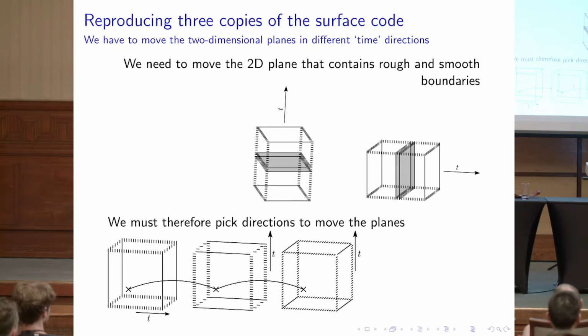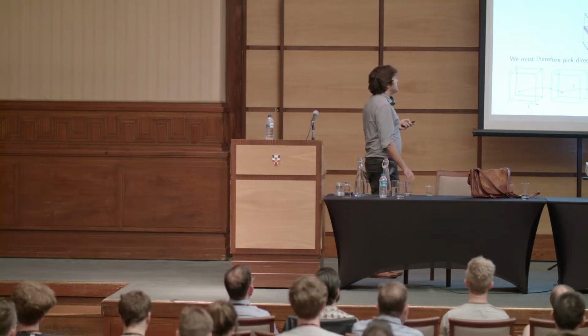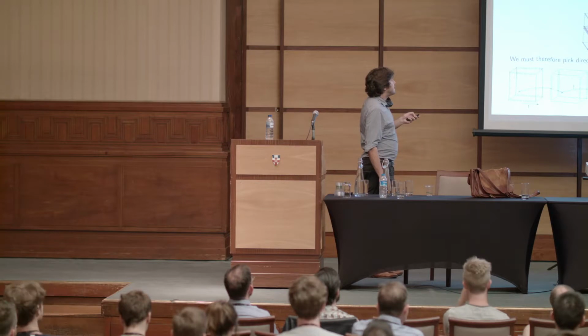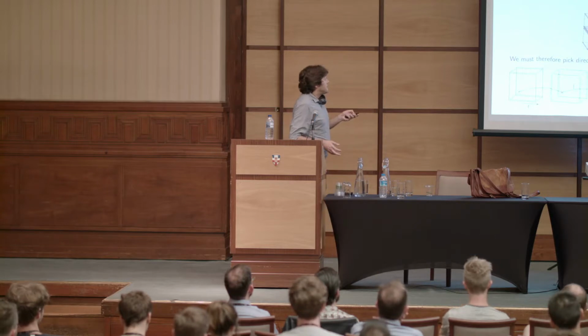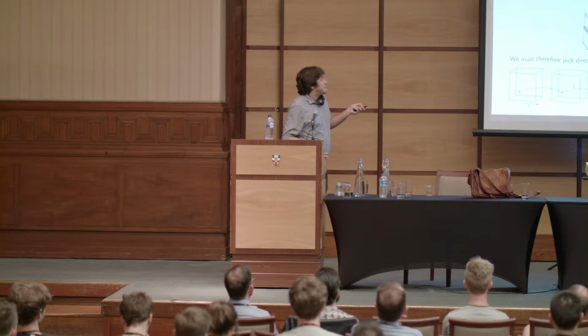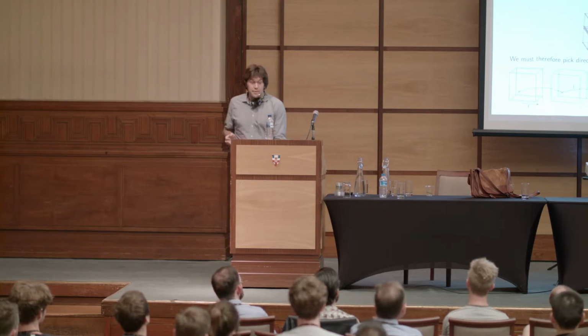So for example, let's compare these two. Here's a code with the time direction moving upwards, and here's one with the time direction moving rightwards. And over here, this qubit of this two-dimensional plane is expecting to interact with a qubit over here of this two-dimensional plane. But I haven't made it yet. I haven't made that part of the three-dimensional surface code. So I would have to move this one along to here, but then that would be a problem because these qubits over here need to interact with this plane up here. It's a big mess.